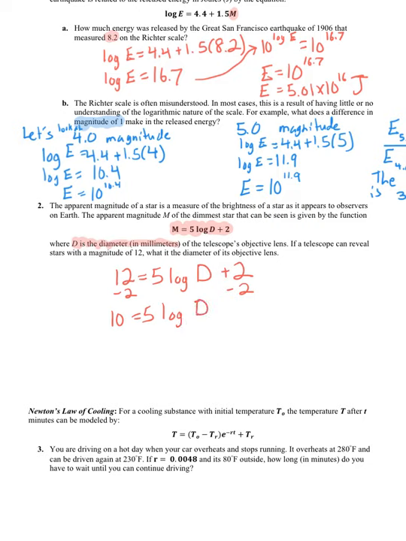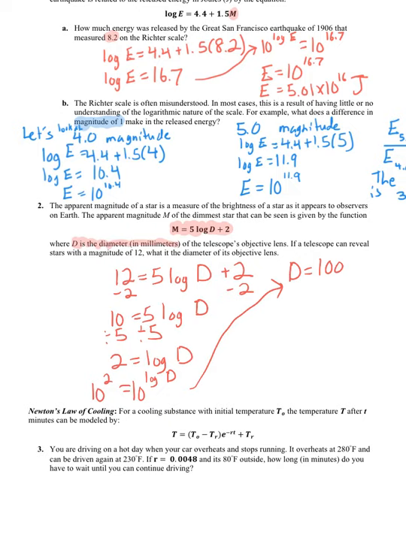So we start by subtracting 2 from each side. I'm going to divide both sides by 5, and I get 2 equals log base 10 of d. I don't write base 10 because it's just not written there. And now I have to undo a log, so I'm going to do base 10 on both sides. And this side becomes d, and the other side is 10 squared, which equals 100. And our units were millimeters.